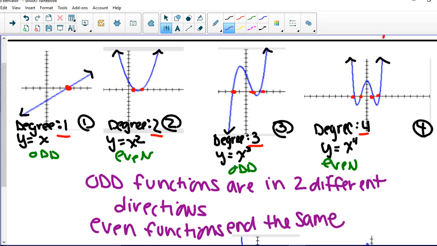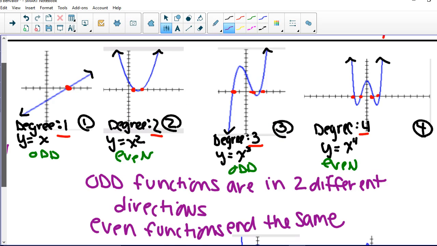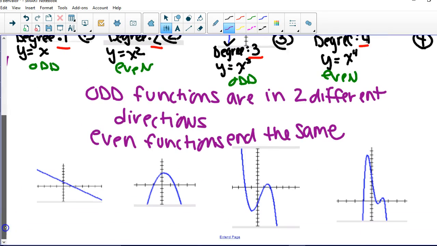Now I want to change it up on you. Okay? You guys ready? I think you are. You guys are doing a really good job. This bottom one, what's the degree? Yeah, the degree is 1.